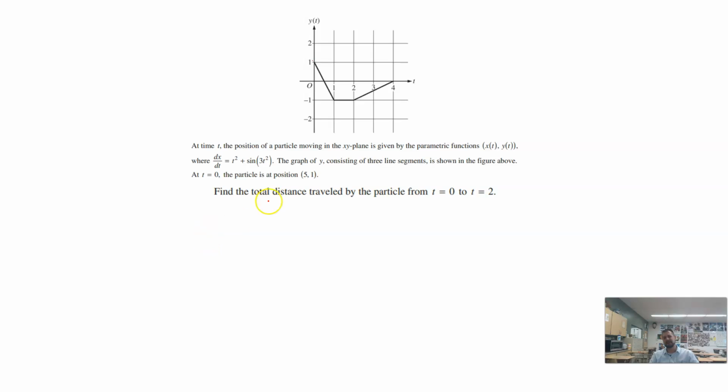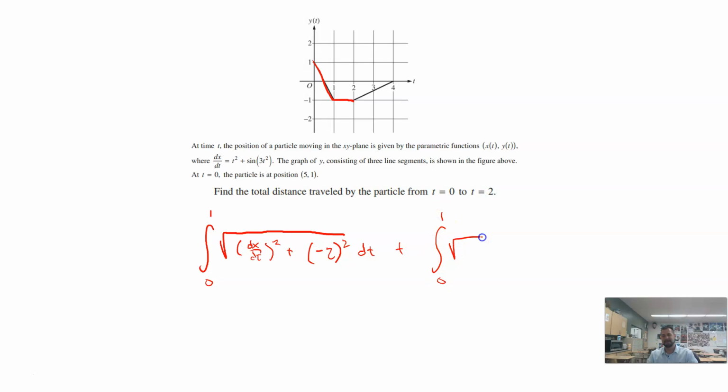Now this one's a little bit tricky because I'm actually going to have to do two different total distance traveled calculations, because my dy/dt changes at time equals 1. So I'm going to have to do one from 0 to 1 of the square root of dx/dt squared plus, now my dy/dt at this point is negative 1/2. Or excuse me, negative 2, I apologize. Negative 2 because it's going down 2 over 1. So I go negative 2 squared. So that would be my first part, and then I'd have to do another one from 1 to 2 because that's a different slope. So my dy/dt there is different. Everything else still stays the same.